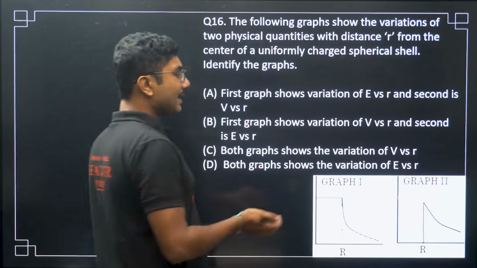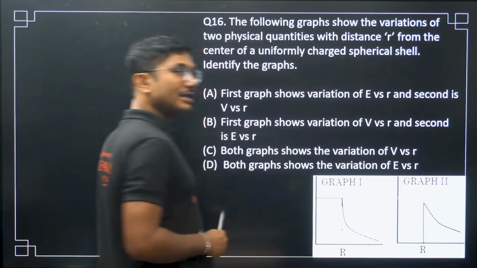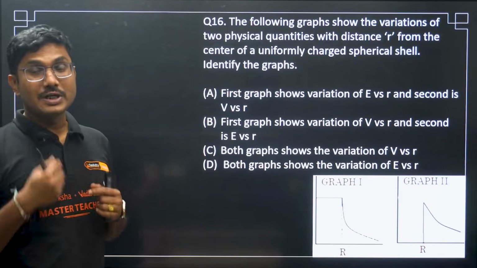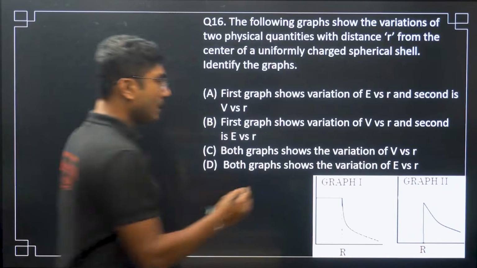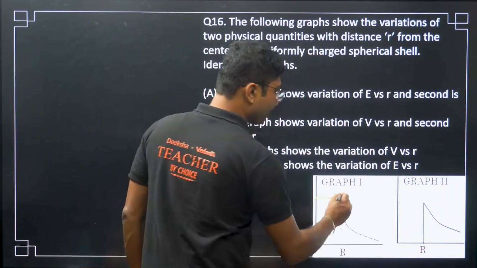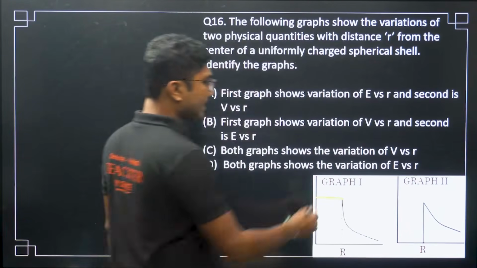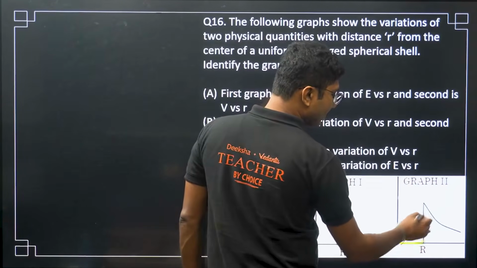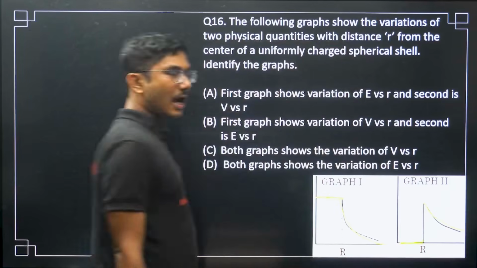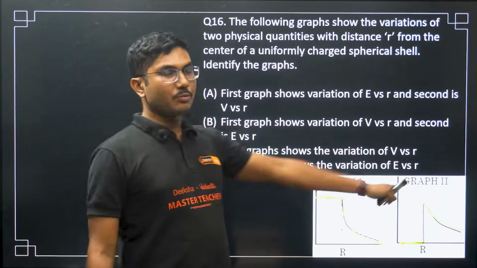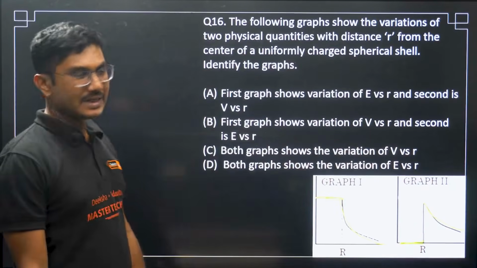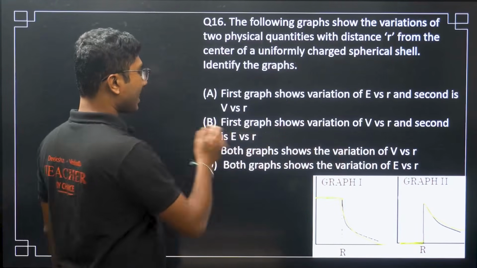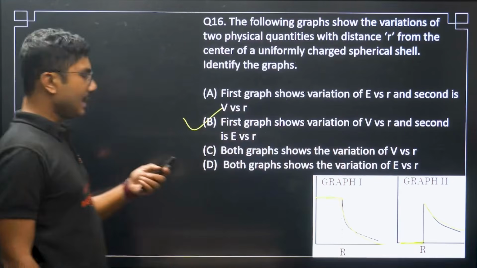Now we know that electric field is 0 inside the sphere, and electric potential is constant inside the sphere. So this represents a constant value, and then it is decreasing as 1 upon r, whereas this represents 0 and then it is decreasing as 1 upon r square. So graph 1 represents potential, graph 2 represents electric field. So the first graph is V versus R and the second graph is E versus R. So option B is correct.